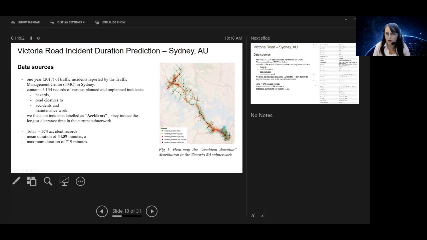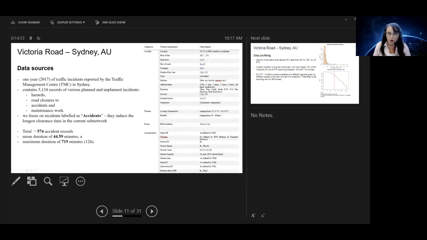For our study, we mainly focused on accidents because accidents are the ones that take the most time to clear off, and they are a priority for traffic centers. The rest, if it is a hazard or road closure, it's much easier to handle, but still accidents are hard to handle. So in total, we had almost 600 accidents, with a mean duration of 45 minutes, and some of them even went up to 719 minutes. So all this for us is information.